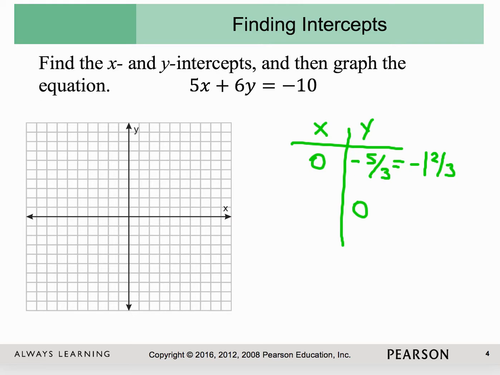Okay, let's do the same thing for y now. If y is 0, oh, this one's easy. 5 times negative 2 is 10. But if it's not a whole number, I can just solve like we did up here. It's a one-step process still. Okay, 0 and negative 1 and 2/3. So 0, negative 1 and 2/3. About right there. Just 2/3 of the way between 1 and 2. And then negative 2, 0. Connect the dots. Don't forget your arrows. And that's what the solution looks like.